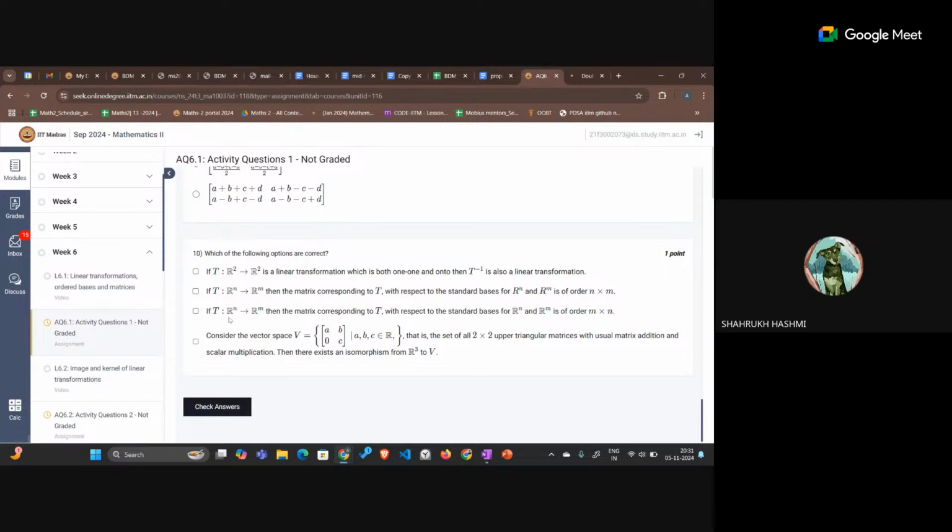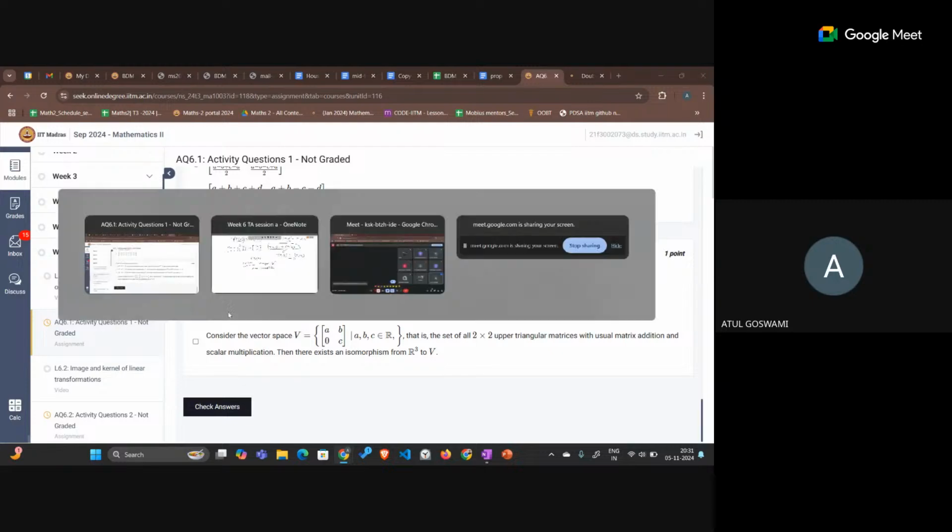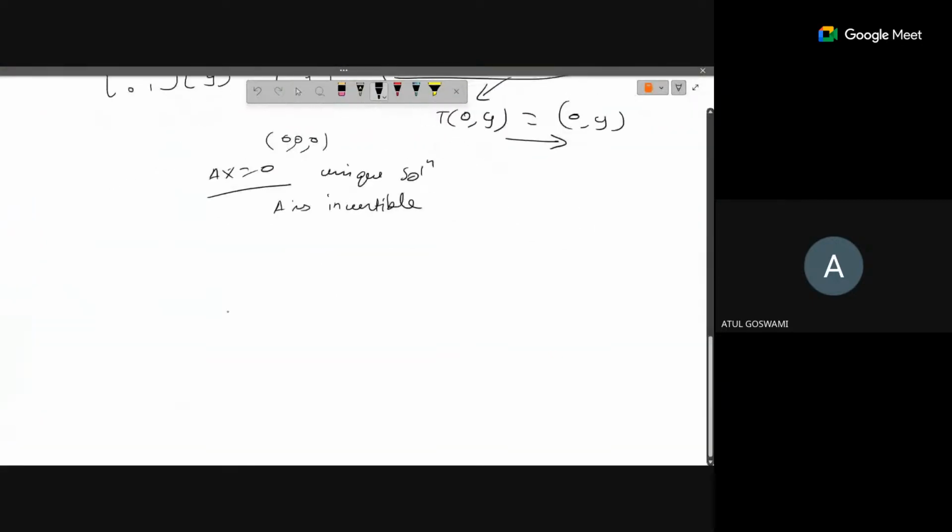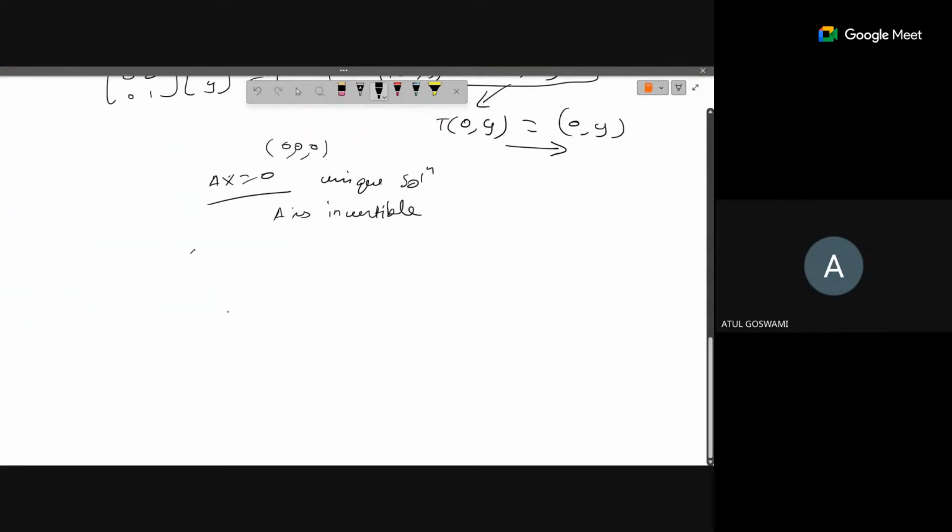But is it one-one and onto? So see, this is very important. This is one-one, and suppose this is an R2 plane, and this is also an R2 plane. Then suppose this vector is mapping to this vector, and this vector is mapping to this vector.